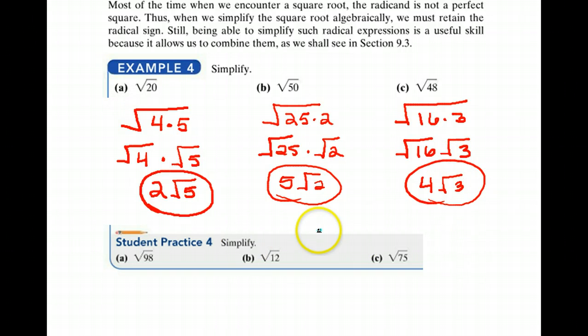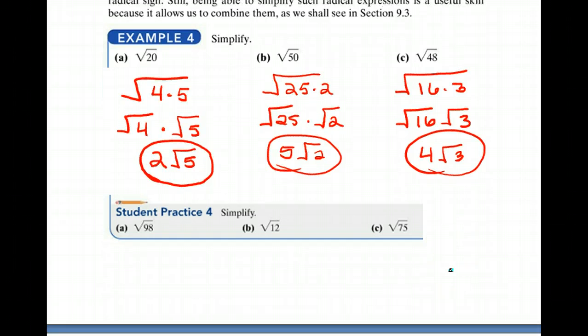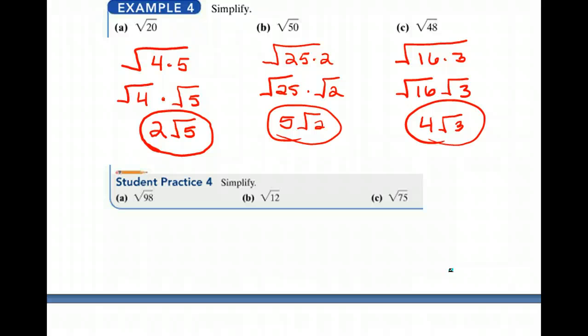So at this point, I would like for you guys to go ahead and do student practice A, B, and C. Pause the recording and then we'll come back together to check our work.